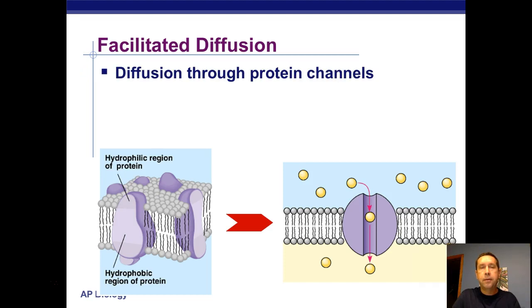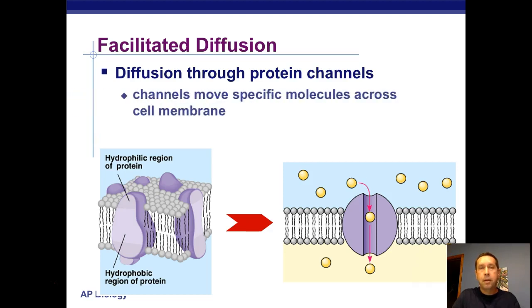So facilitated diffusion is diffusion that uses protein channels. Some things can't go through the phospholipid bilayer, so they need a helper. In this case, they need a transport protein. The channel moves specific molecules across the membrane. So each channel protein is specific for a specific kind of molecule that needs to move in or out of the cell.